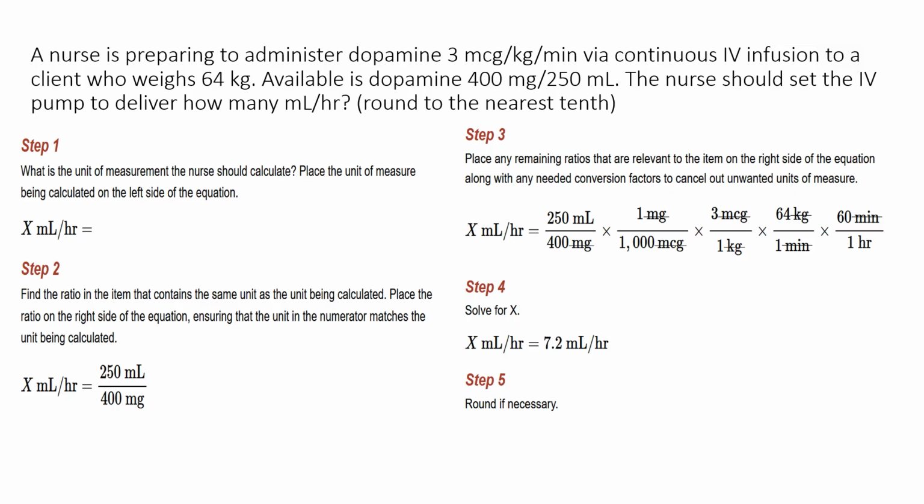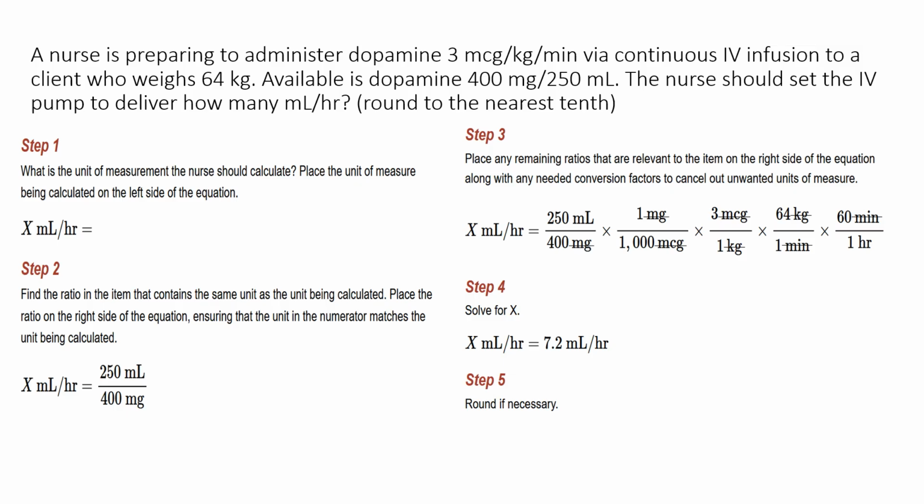A nurse is preparing to administer dopamine 3 mics per kg per minute via continuous IV infusion to a client who weighs 64 kilograms. Available is dopamine 400 milligrams in a 250 ml bag. The nurse should set the IV pump to deliver how many mLs per hour? Round to the nearest tenth. So here we go.